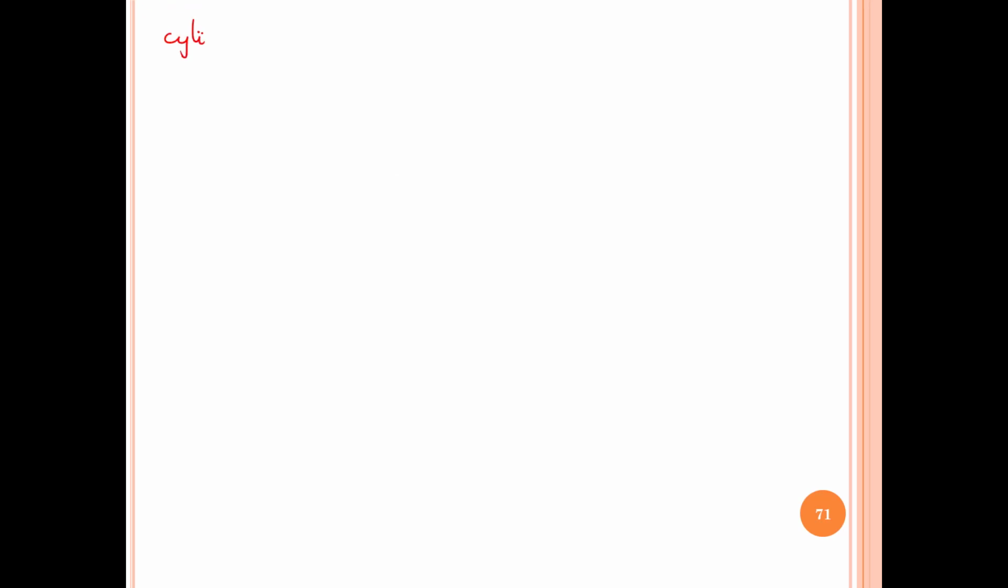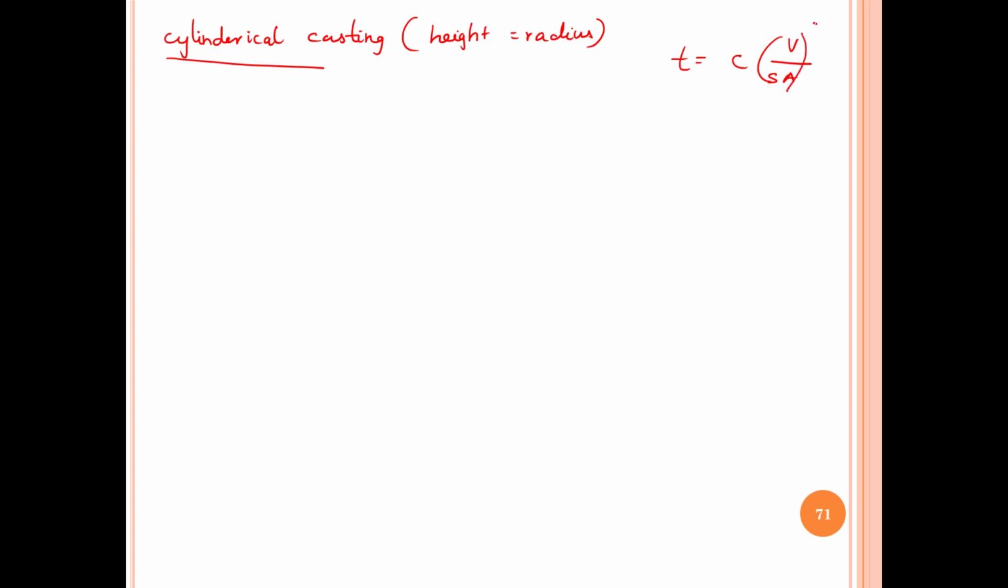So, in cylindrical casting, here what they give is height equal to radius. So we know that solidification time T equals a constant times (volume of mold divided by surface area of the mold) whole square.